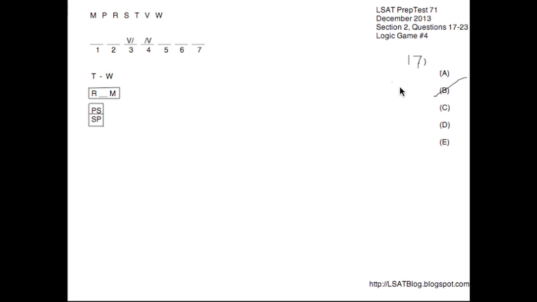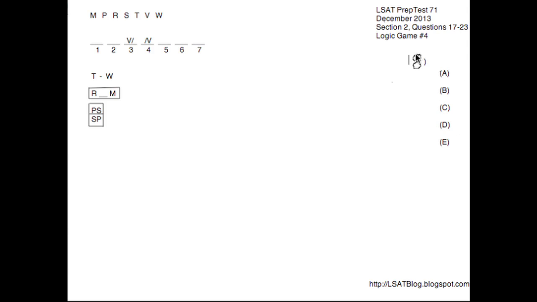We can look at the next rule, R space M, checking for violations there, and we have that in choice A, which has M space R, and we need it to be in the order R before M, so A is gone. Next we have the rule that P and S have to touch. Choice D violates this, having T in between them, so D is gone. And then the final rule that V is in either 3 or 4, we can use to eliminate choice E, which has V on 2, leaving C as our answer for number 17.